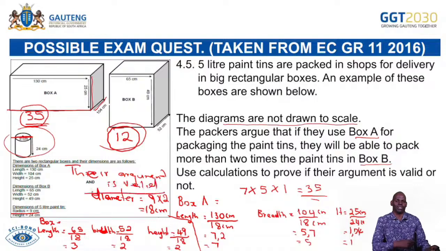Very important that you must indicate it at the end of your calculations. Because the examiner will say to prove if the argument is valid or not, you have to indicate based on your answer. Now boys and girls, this is how easy the calculations based on packaging are. This is very, very easy. You can actually score a lot of marks in this case.